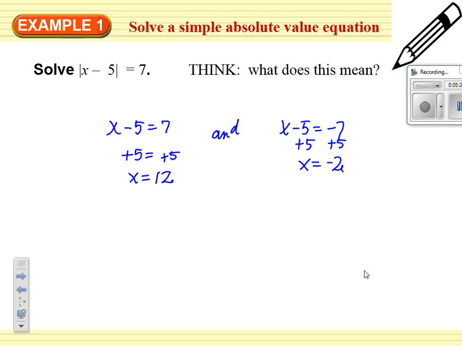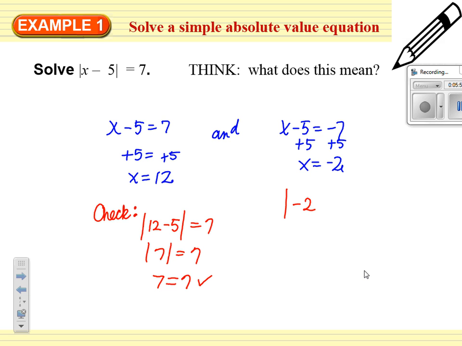So then we're going to check. If you want to make sure this really works, let's plug it back into the equation. So anytime you want to make sure, we check. So 12: absolute value of 12 minus 5 equals 7. 12 minus 5, inside parentheses, is 7. The absolute value of 7 is 7. Does 7 equal 7? Yes, it does. It checks. Let's do the next one.